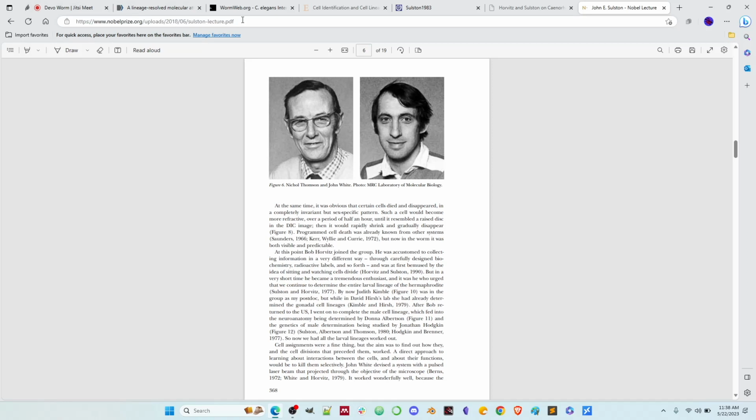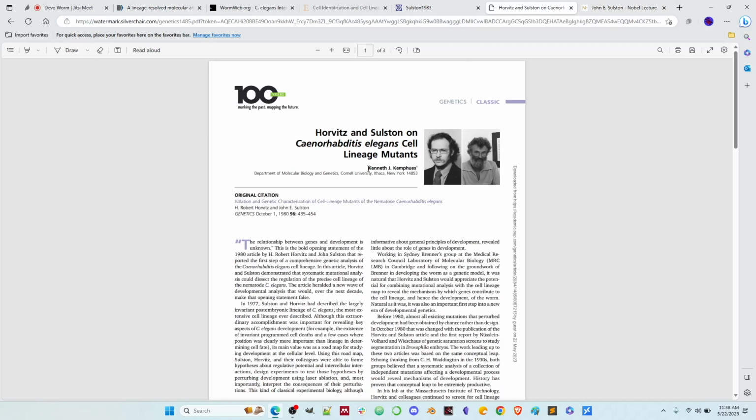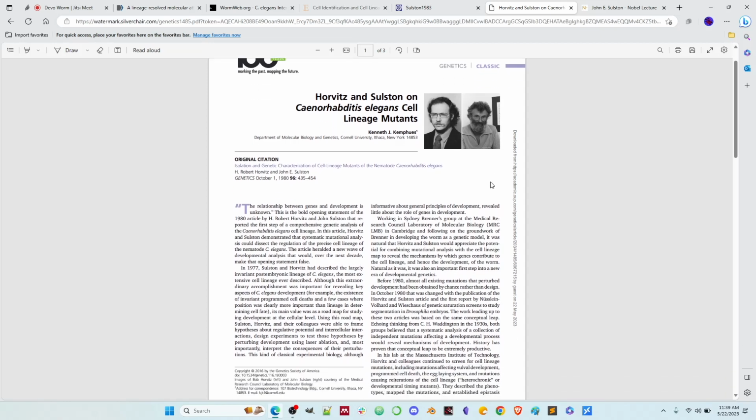This is from nobelprize.org. Then there's this article from, I think it's the journal Genetics, and they talk about Horvitz and Sulston on C. elegans cell lineage mutants. So this is Horvitz and Sulston, and Horvitz is another scientist, Robert Horvitz, who was working on C.